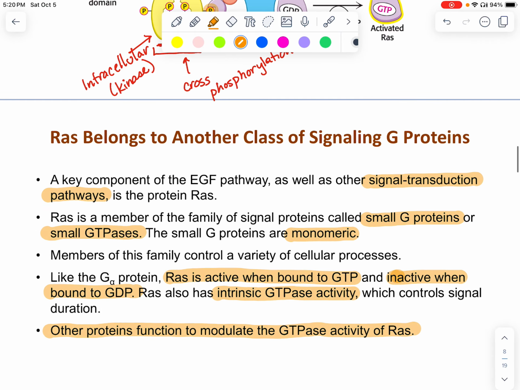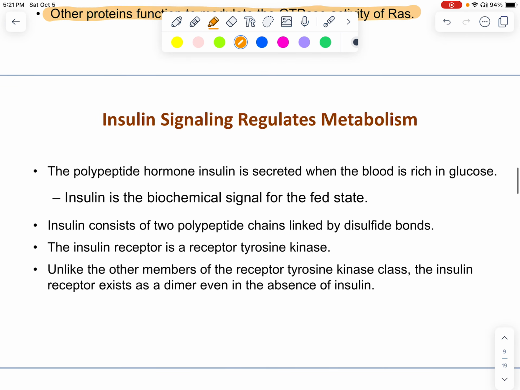Okay, so that was the epidermal growth factor. Let's look at a different example, insulin, because insulin is an incredibly important piece of regulating our metabolism, and so we're going to look at this. The polypeptide hormone insulin is secreted when the blood is rich in glucose. So essentially, insulin is this biochemical signal to say we've been fed. Okay, it consists of two polypeptide chains that are linked by disulfide bonds.